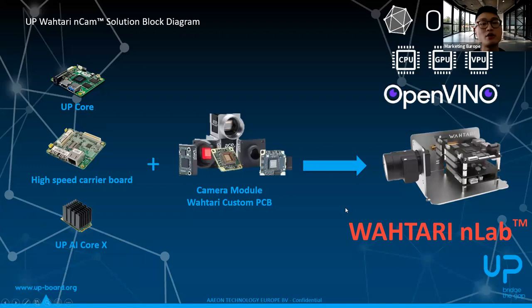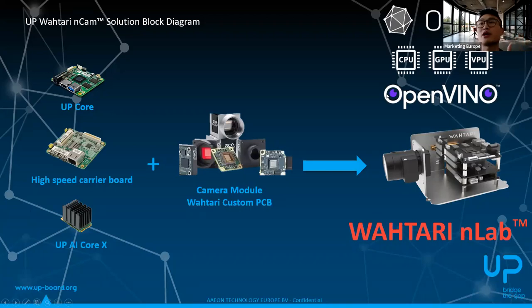In this slide, I will talk about how we and Vatari built the neural camera together. From AAEON, we provide the UP Core carrier and the AI Core X for inferencing. From Vatari, they help to integrate everything together with the camera module and the custom PCB to supply power to the whole camera system. Then you can get the Vatari neural camera and leverage the power of Vatari Neural Lab, their end-to-end AI training platform.